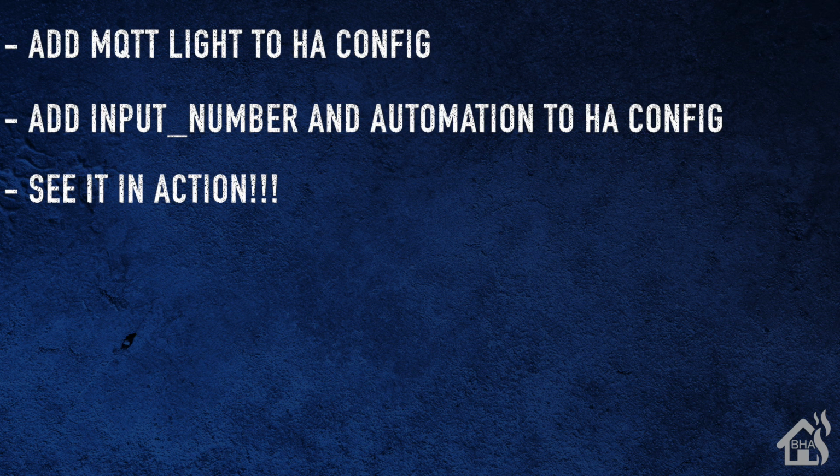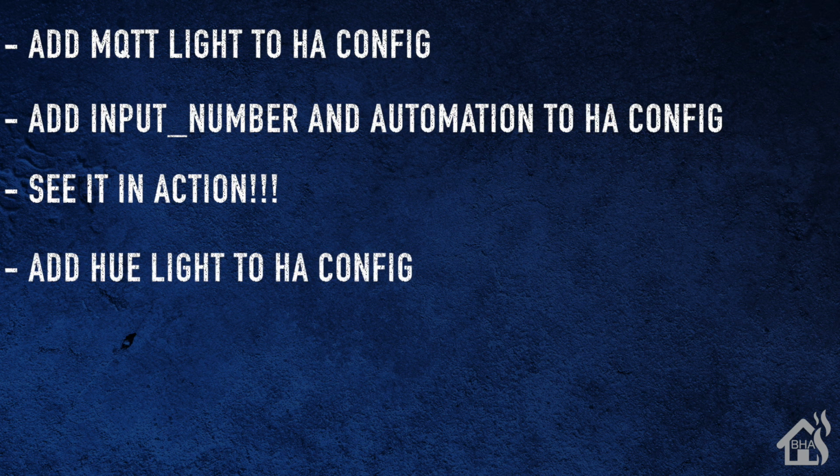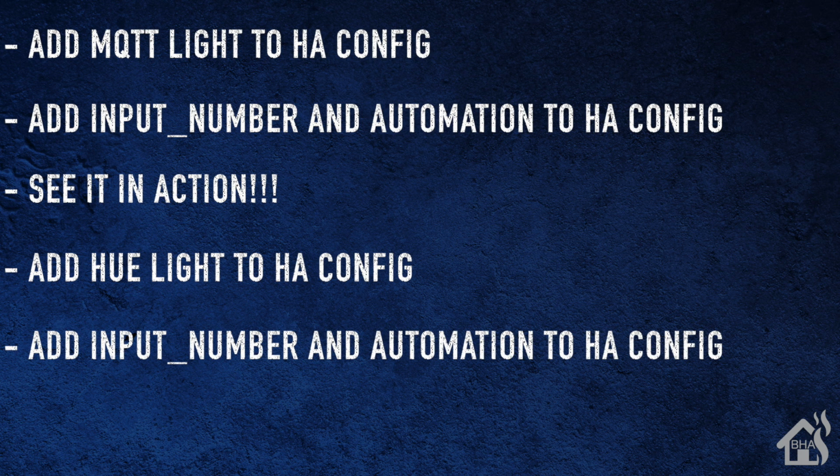So that's the first section. The second section, again, we're going to add a Hue light bulb. And then of course we'll add the input number and automation for that. And then lastly, we'll show you what that one looks like as well. So let's get started.